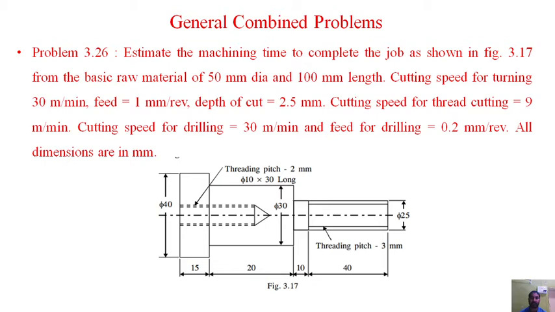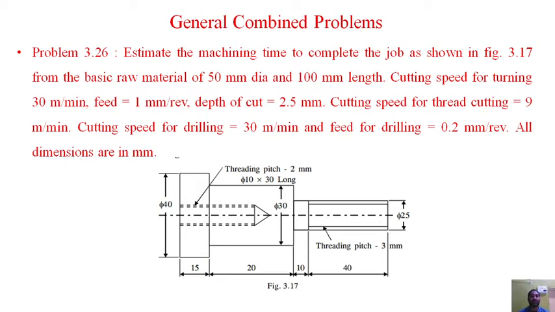This is a combined kind of problem, so this is very important. You can see these kind of problems in every question paper, so please concentrate more on these kind of problems. Estimate the machining time to complete the job as shown in the figure from the basic raw material, 50 dia and 100 millimeter length.